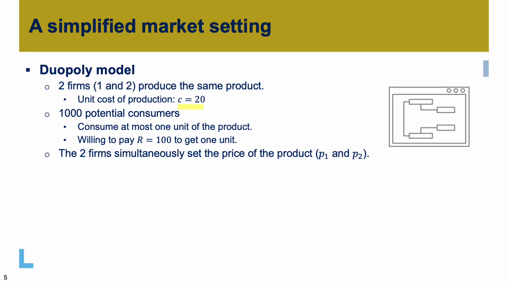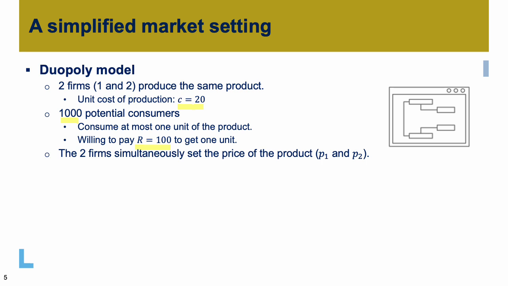We've got 1,000 potential consumers. They are all the same. They consume at most 1 unit of the product. Think of the product being a fridge. You buy the fridge or you don't buy it, but you don't have any utility for a second one. And they're all the same. They've got a reservation price of 100. That's the maximum price they're willing to pay for a fridge. If the price is above 100, nobody buys. If the price is below, they all buy.